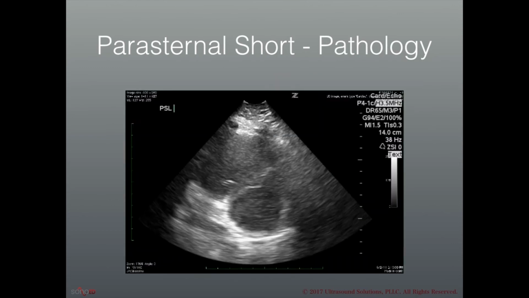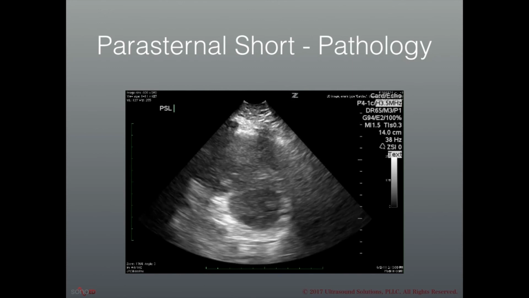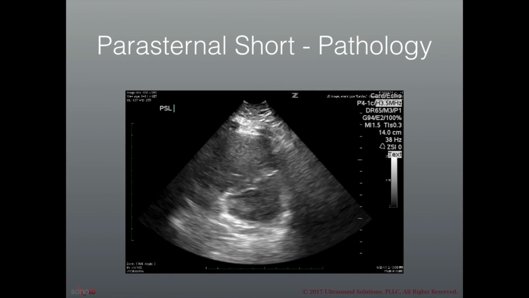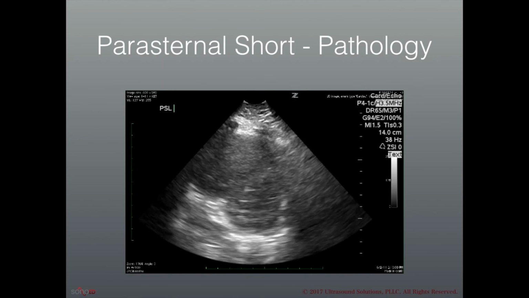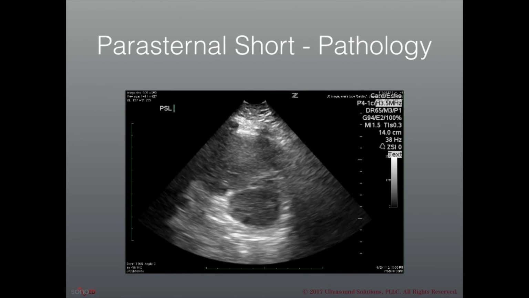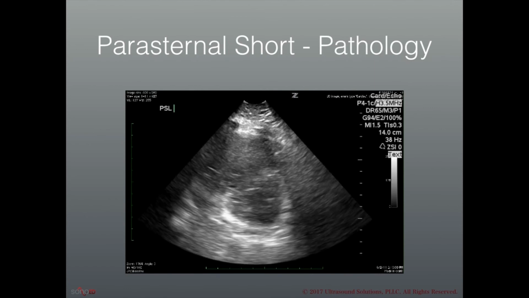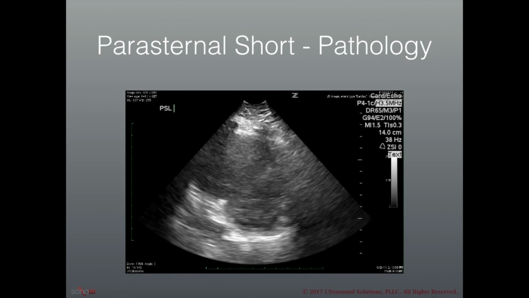Lastly, let's look at this short axis view of a young, unfortunate female patient who had a history of metastatic breast cancer and came in with chest pain, shortness of breath, and markedly abnormal vital signs. Identify the right ventricle in the upper left-hand portion of the image and the left ventricle towards the center of the screen. What's the first thing that should stand out to you?